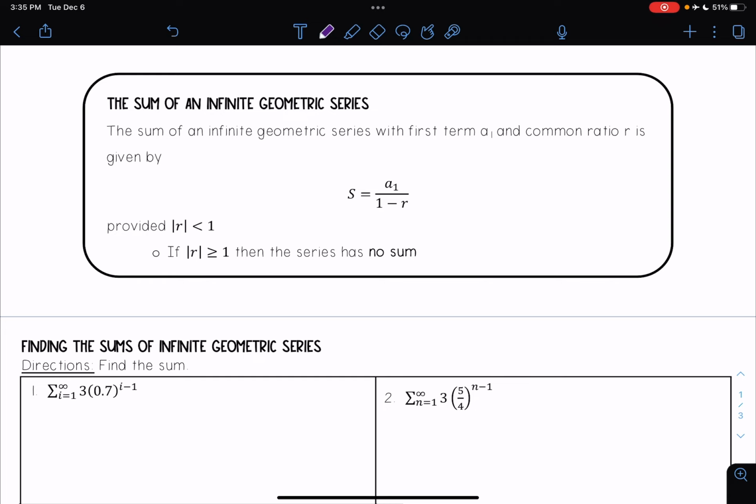So in other words, if the absolute value of r is greater than or equal to 1, then this series has no sum. So that means if r is equal to 3, or if r is equal to negative 5/4, since both of those have an absolute value bigger than 1, the series has no sum.